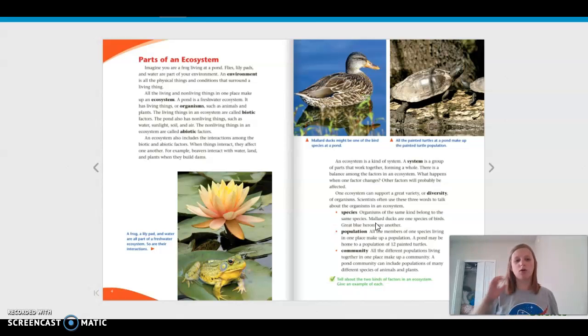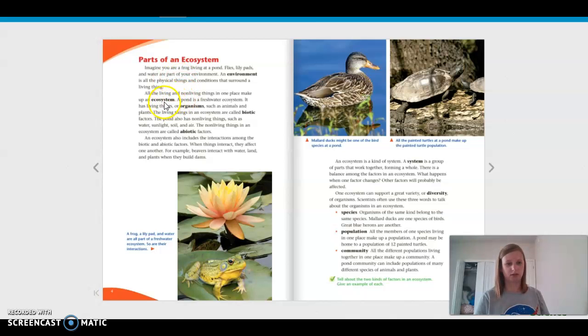All right, so those are all the pages that we're going to read today. But before we end, I just want to talk a little bit and answer some questions. Okay, so we read about a lot of different things, and there are a lot of important words on these 2 pages. So first of all, what is an environment? Let's go back and look at environment right here. An environment is all the physical things and conditions that surround a living thing. That's an environment.